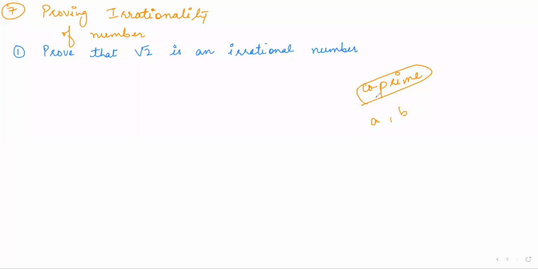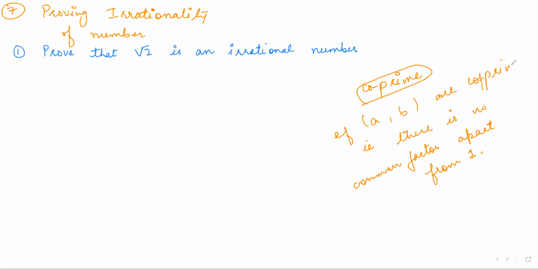Fine, Arshia? Abdullah? Martin, okay? Yes, ma'am. So co-prime you should know. Let's say two numbers A and B, if they are co-prime, there is no common factor between them apart from one. Please write it if you have not written co-primes. So if A and B are co-primes, there is no common factor apart from one. That is the definition, right?